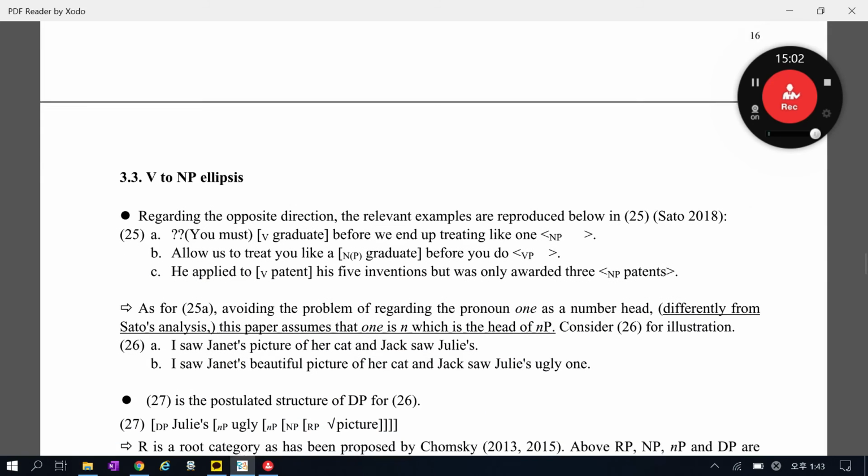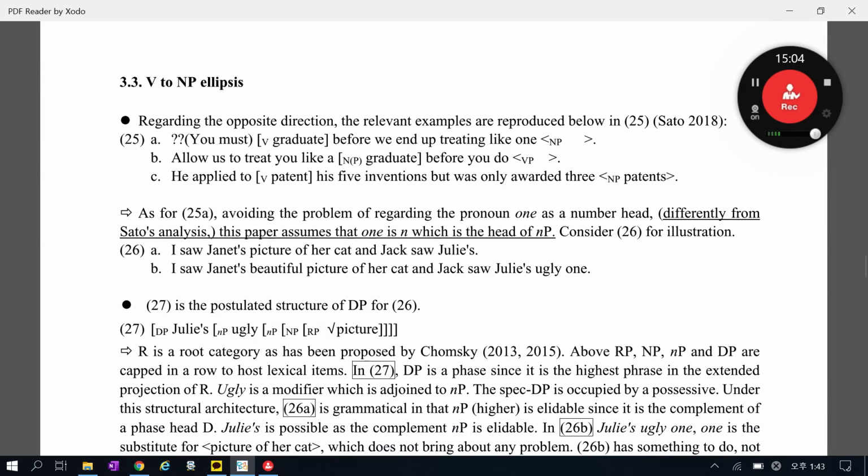Now, VP to NP ellipsis. Regarding the opposite direction, the relevant examples are reproduced in 25. As for 25a, avoiding the problem of regarding the pronoun one as a number head, which is different from Sato's analysis, this paper assumes that one is a little n, which is the head of a little nP. Consider 26 for illustration.